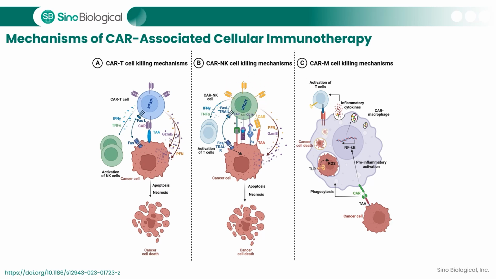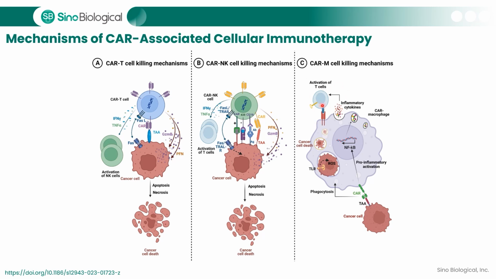But the natural CAR NK cells are regulated by the signaling of activating and inhibitory receptors. CAR NK cells can also secrete PFN or GZMB, or act through the death receptor pathway FAS and TRAIL, to further enhance cancer cell apoptosis and necrosis. They can also secrete interferon gamma and TNF-alpha, similar to CAR T cells, further enhancing the efficacy of the whole therapy.